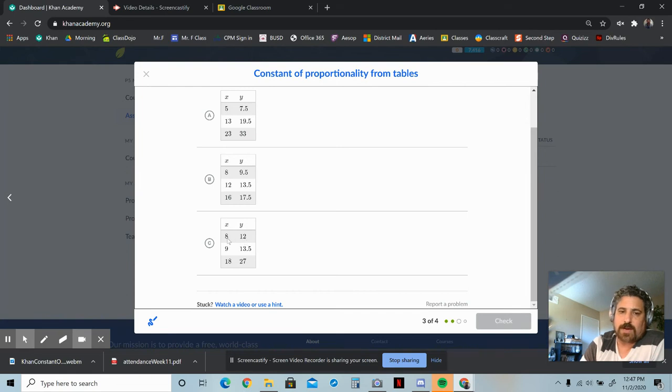12 over 8 is 1.5. 13.5 over 9 is 1.5. And 27 over 18 is also 1.5. So your ratio of y over x stayed constant and is the right value.